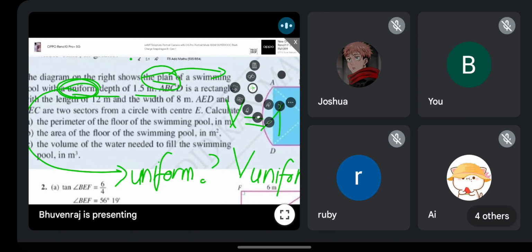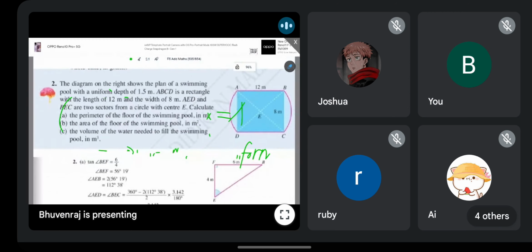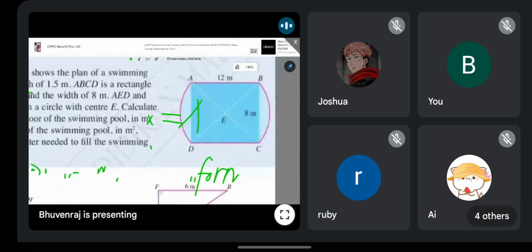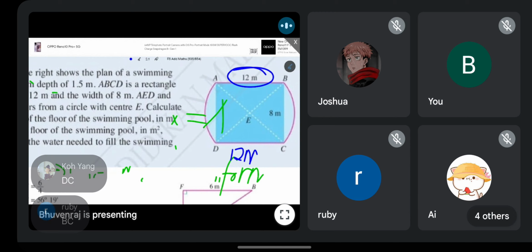Okay, so next one, they tell you that ABCD is rectangle. Okay, panjang segi empat tepat ni 12 meter, lebar dia 8 meter. Macam soalan label. Okay, so guys, based on this, can you all tell me what other length is 12 meter? Apa lagi panjang sama dengan 12 meter? Can you all comment? AB dah 12 meter. Mana yang lain 12 meter? Yes. Okay. Yeah, that's all lah.